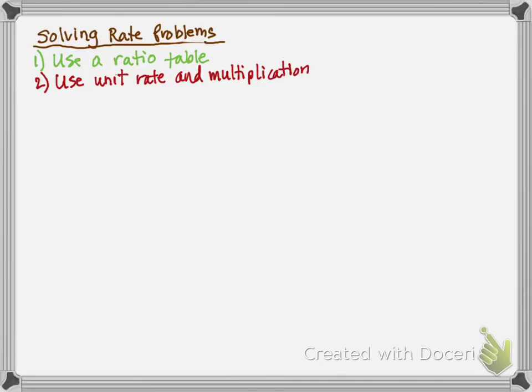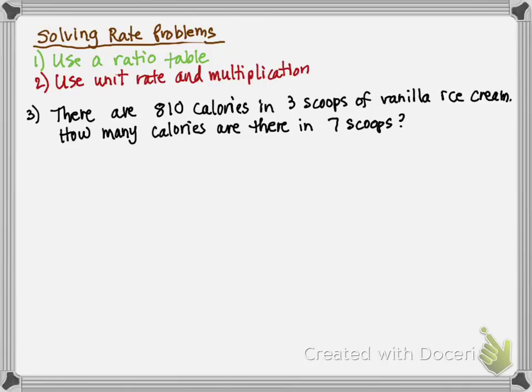Okay, so we're going to do 2 separate problems, and we're going to use one strategy for each of the problems. So hang in there. So there are 810 calories in 3 scoops of vanilla ice cream. How many calories are there in 7 scoops? So I have calories and I have scoops of ice cream. Question is, how many calories are there in 7 scoops?